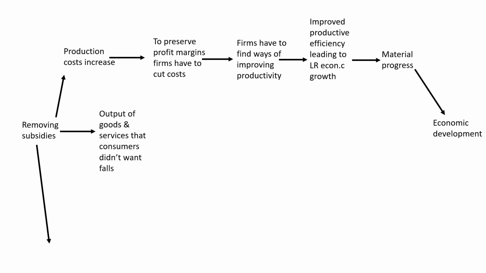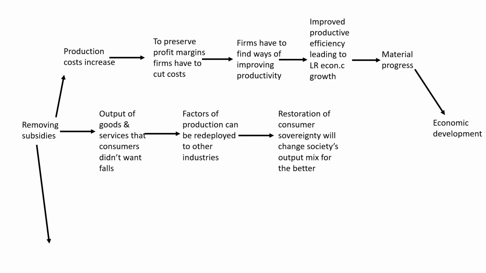Second route through is if we remove subsidies, the output of goods and services that consumers don't want will fall, like opera. Factors of production can be redeployed to other industries. The restoration of consumer sovereignty will change society's output mix for the better. That will create allocative efficiency, which then improves society's welfare, creating development.